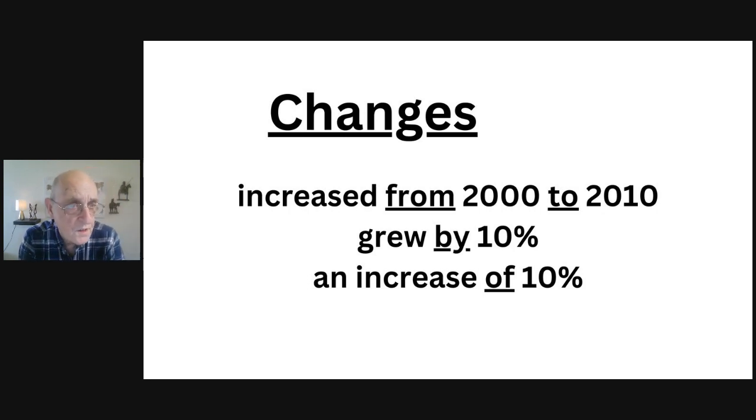Sometimes we want to use prepositions to describe changes. Something increased from 2000 to 2010. If we want to describe growth, we say grew by 10%, or an increase of 10%. Again, it's just important to know which preposition is associated with which type of term. And the good news is the terms that you're attaching these prepositions to are ones that you're very familiar with. So determine the forms and the terms that you want to use, the vocabulary you want to use, and just make sure that the preposition coincides and matches the term that you're using.